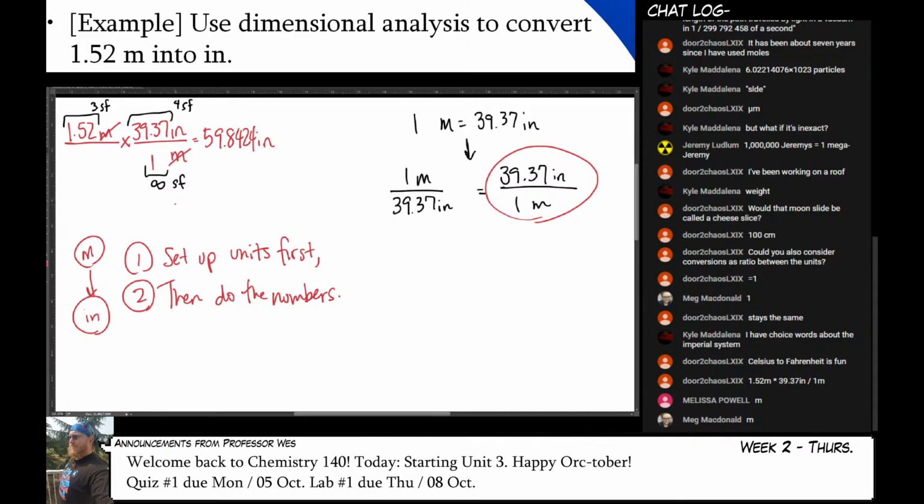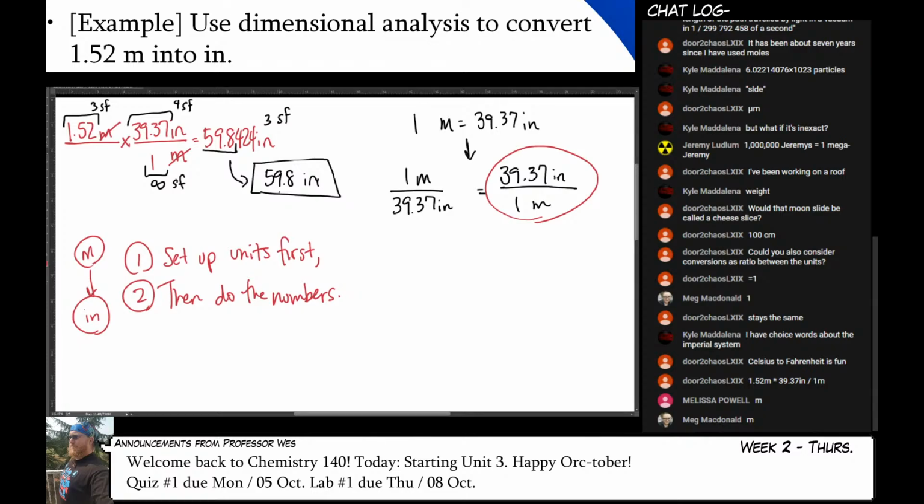That 1 is infinite because we have to have one part of our equality be exact. Which of those numbers is smaller, 3, 4, or infinite? Well, the answer is 3. So I'm going to keep these 3. There you go. That's how you would measure 1.52 meters and then convert it into inches.